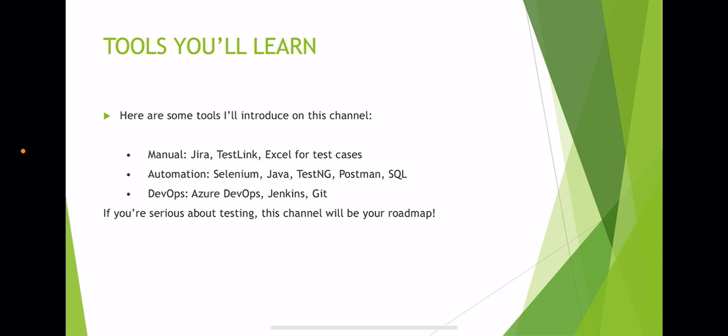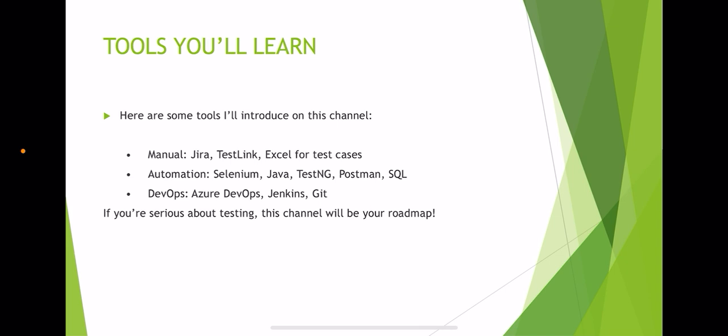So generally Jira and Azure DevOps are the test management tools which we use for storing our test cases as well as logging our defects and following the defect life cycle. Apart from that, some companies are using Excel for storing the test cases, or some testers are using Excel for all the test cases. And for automation testing, we are using a number of tools like Selenium, Java, TestNG, Postman, and SQL.